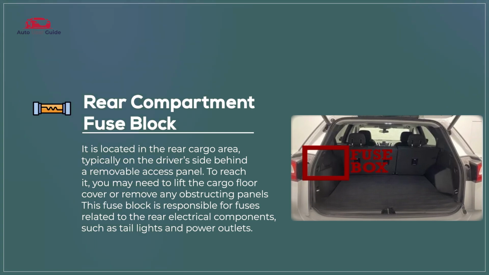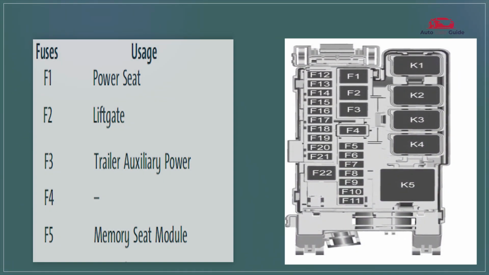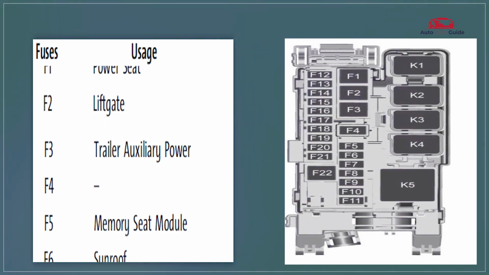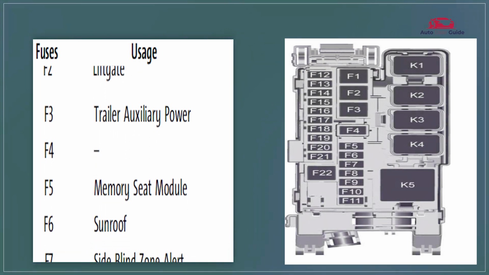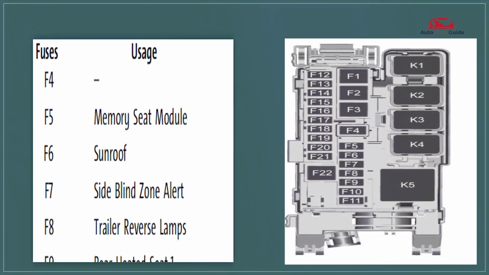Rear compartment fuse block. The rear fuse box controls electrical functions for components located in the back of the vehicle, such as tail lights and power seats. It provides easy access for fuse replacement and protection of rear electrical circuits.